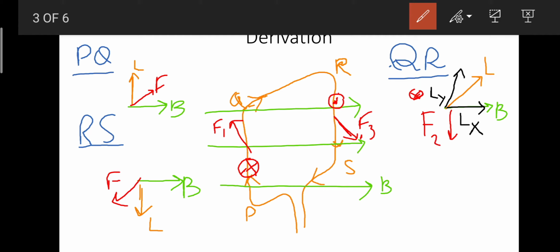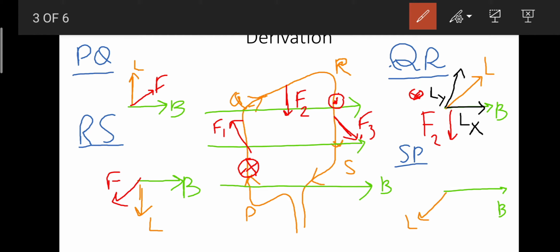If I'm going to draw this, it would be like this. F2 is acting like this. Now for the last side, which is SP, you see that L is again making an angle theta with the B. So definitely I'm not going to solve it with the help of Fleming's left hand rule. To determine the force, we need to resolve this L into its rectangular components.